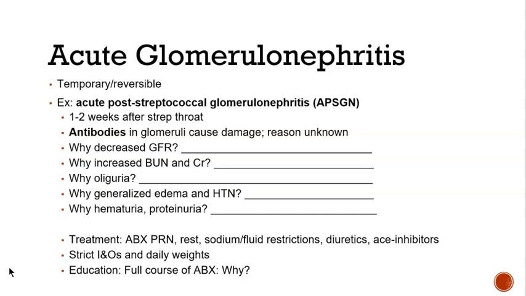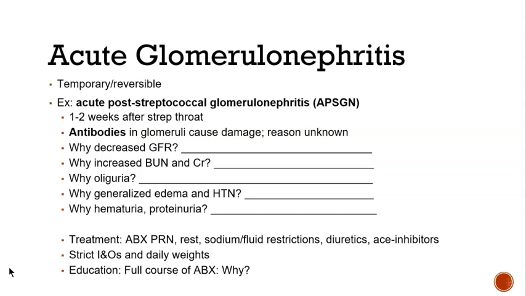We see generalized edema and hypertension because the patient is holding on to fluid. They're not filtering and excreting it out. They're holding on to that. So we see a buildup in the tissues and we see a buildup in the vascular space. And then we see hematuria and proteinuria because the filtering part of the kidney is damaged. So we're not filtering like we should. We have damage to the kidney tissue. All of that shows up in the urine.